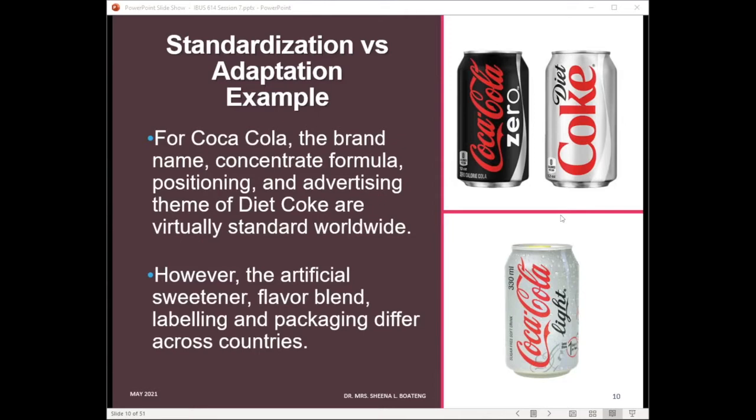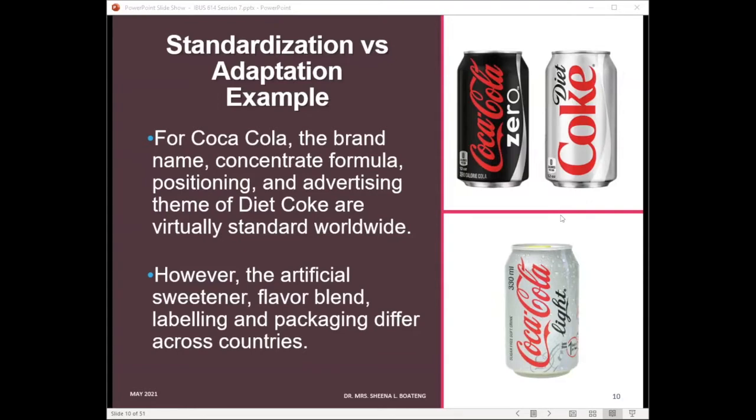So for instance, in the United States of America, there are certain kinds of artificial sweetener that have been banned, such that Coca-Cola cannot use that same artificial sweetener that they may use perhaps for a Diet Coke that they are selling in India. So they'll have to modify it to be able to ensure that they use the sweetener that is legally allowed and that will appeal to the consumers in that market.